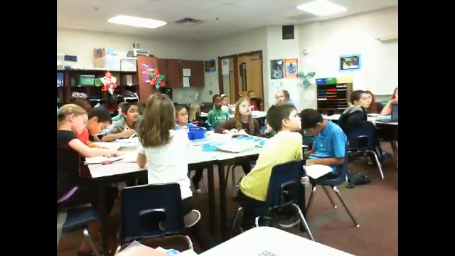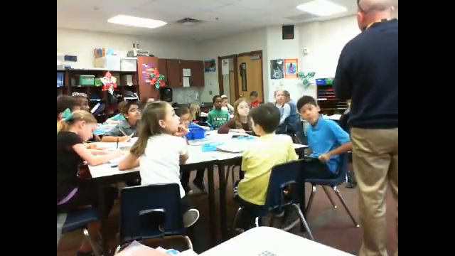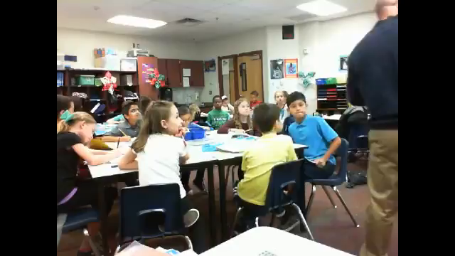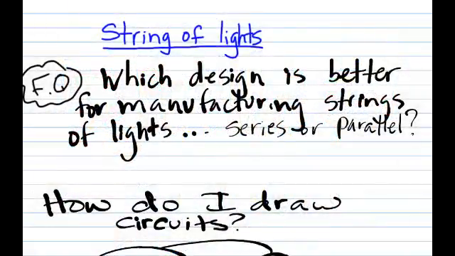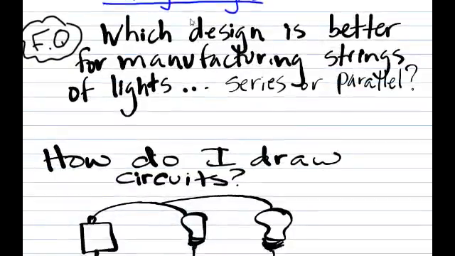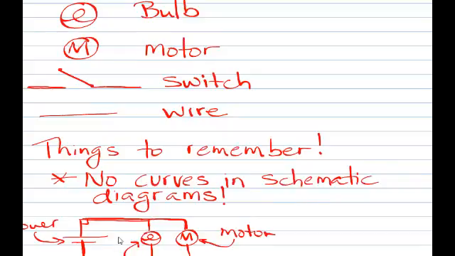Right, ladies and gentlemen, we are officially finished. Mrs. Taylor's class successfully was able to build these circuits as well. So what we're going to do right now is go back into our notebooks, and we're going to finish this off. Let's come back into our notebooks and take the symbols we've learned.